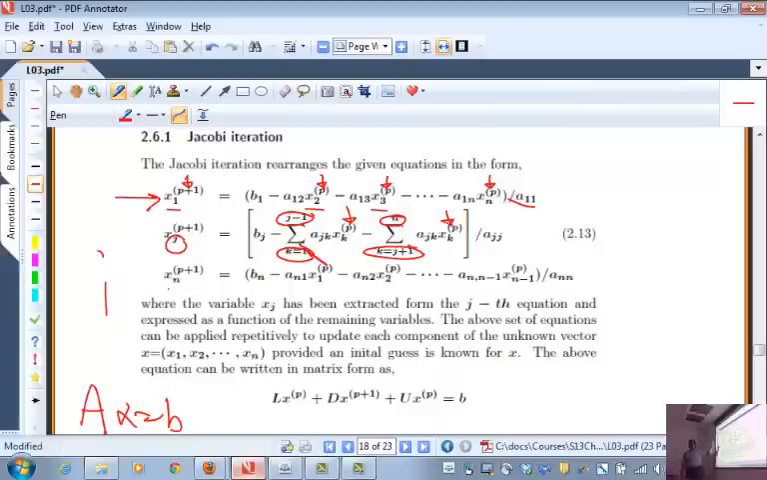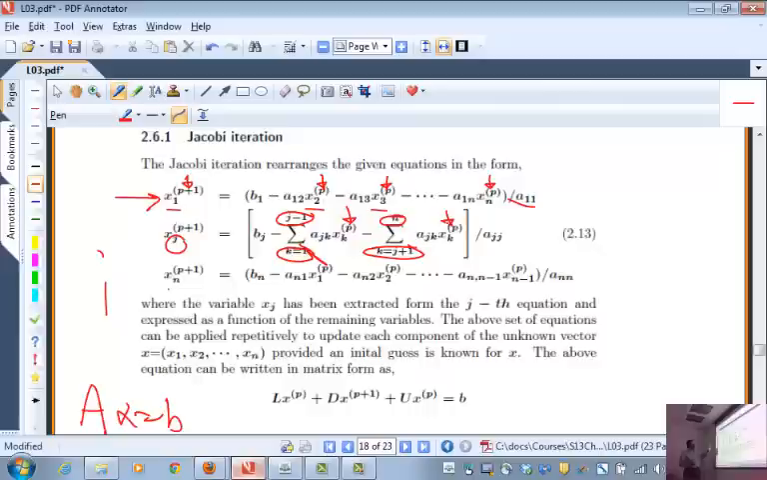So I need to keep two vectors. One is the guess, the other one is the updated value. Once I update completely, I can take the new one and put it into the old, and put another loop, a second loop around that. And in that loop, at the end of the loop, I need to check whether things have converged or not. So that is the most efficient way of implementing it, two loops.